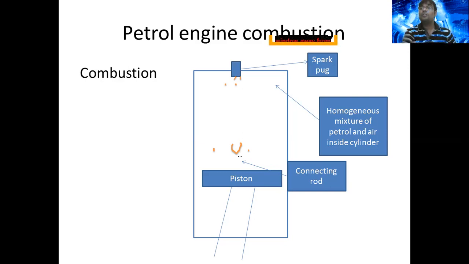Okay, so a homogeneous mixture is present inside the cylinder, a homogeneous mixture of petrol and air. Even though you give a spark, there is some delay before the petrol combusts. That delay is known as chemical delay. Even though you give the spark, it still takes some time to start burning or producing flame. The time which it takes is known as chemical delay.